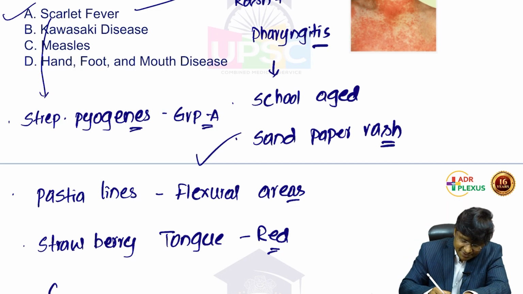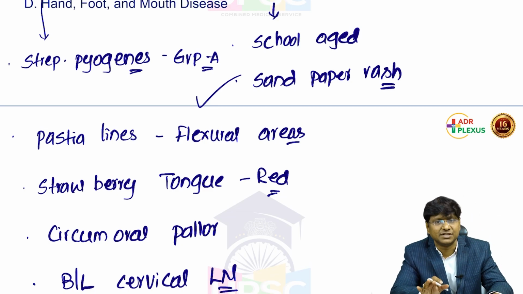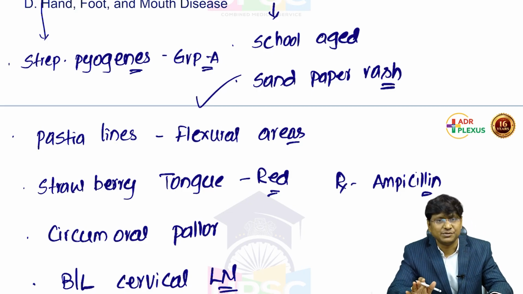And apart from that, these patients will also have the circumoral pallor, right? Circumoral pallor. And cervical lymphadenopathy will be there, where bilateral cervical lymphadenopathy is observed. And what is the treatment that you will be giving in these individuals? The treatment that we'll be giving is ampicillin in case of Streptococcus pyogenes.